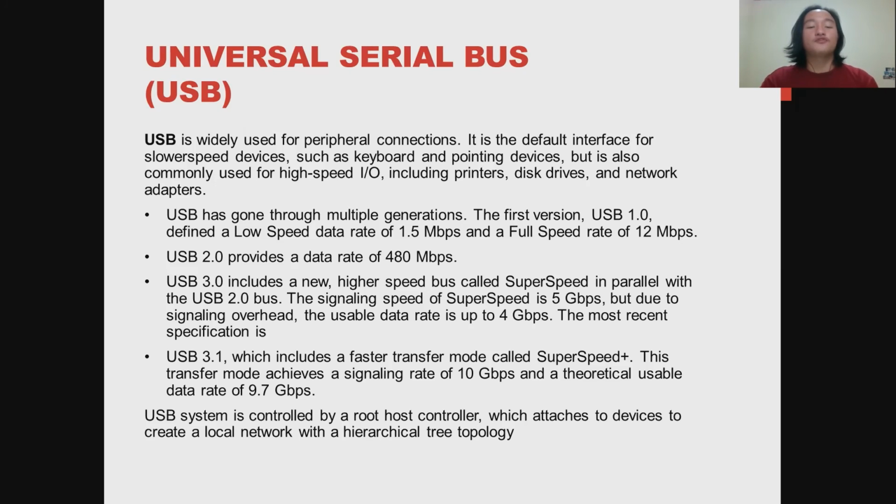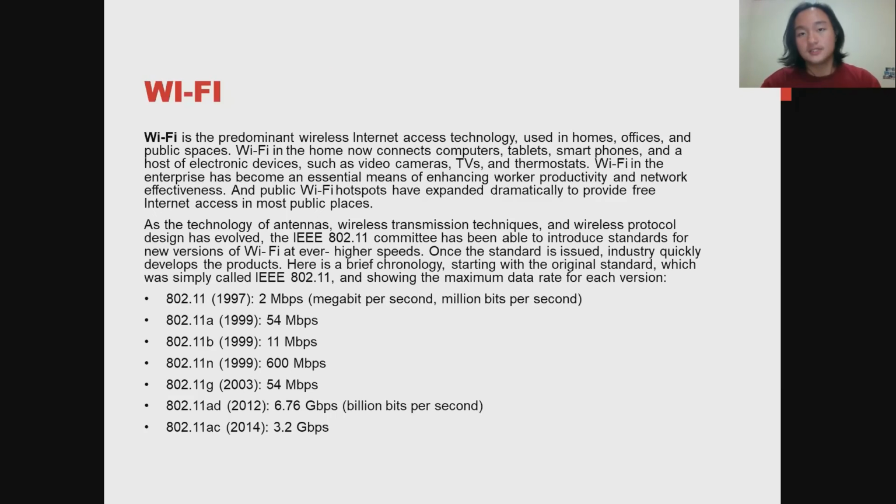A USB system is controlled by a root host controller which attaches to devices to create a local network with a hierarchical tree topology. Wi-Fi is the predominant wireless internet access technology used in homes, offices, and public spaces.